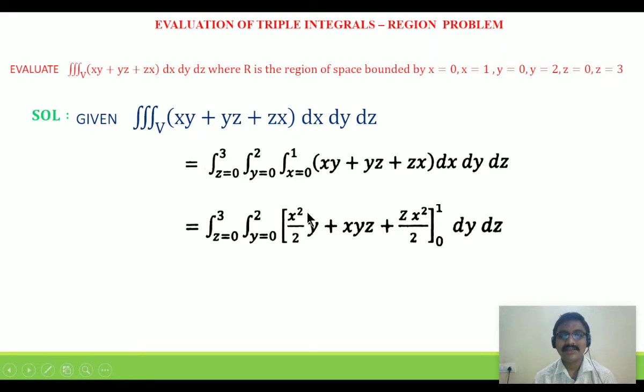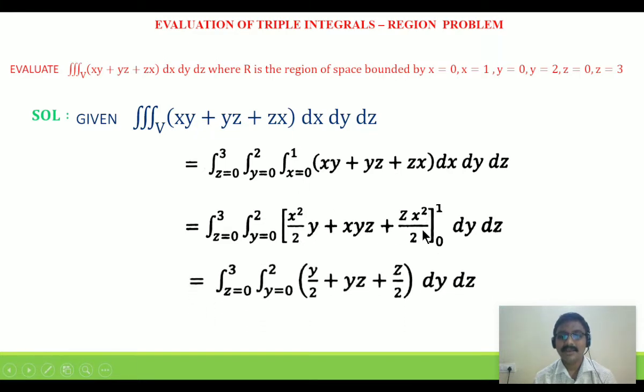x integration is x squared by 2. In the second term, yz is treated as constant, and the integration of one is x, so xyz. In the last term, z is kept as constant, and the x integration is x squared by 2. Limits of x are x varies from 0 to 1. Now substituting upper limit as 1 and lower limit as 0.